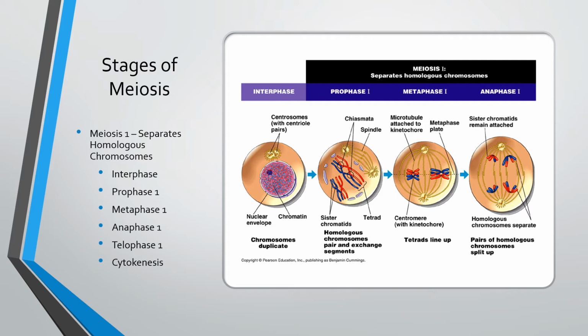In interphase, the chromosomes duplicate. In prophase, the homologous chromosomes pair and exchange segments. In metaphase 1, the tetrads line up. And in anaphase, the pairs of homologous chromosomes split up.